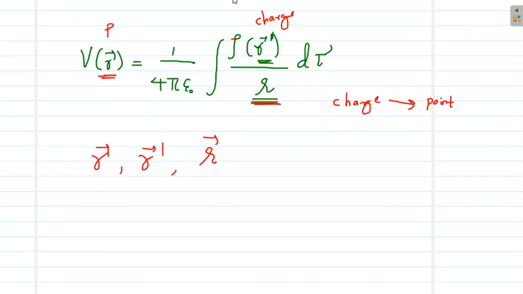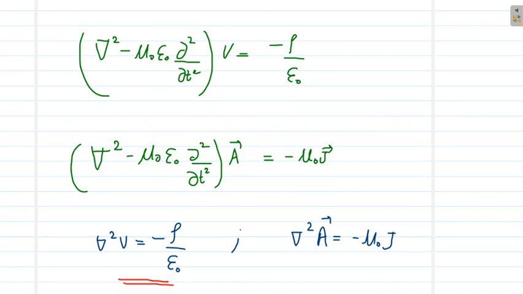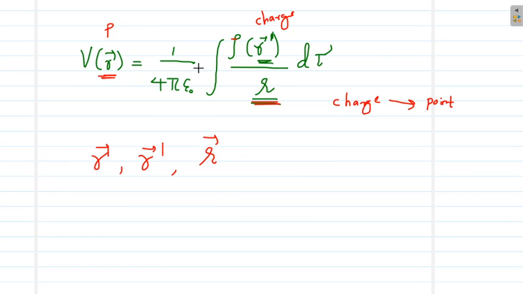Now moving on with our concept of potential. As we have said, the solution of the first equation in the static case, the inhomogeneous wave equation, will yield V equal to 1 by 4 pi epsilon 0 integral rho d tau by curly r. Here also we put a dash to denote that charge is situated there.